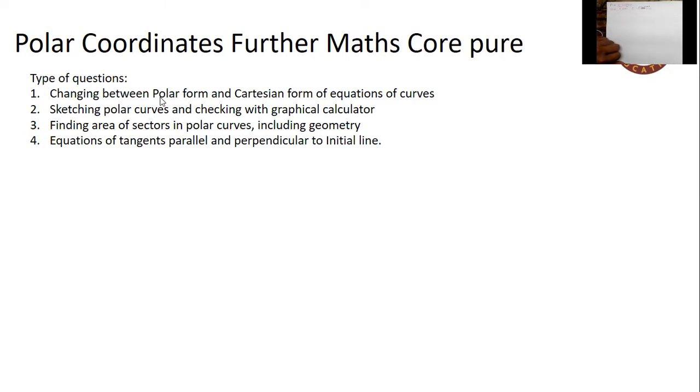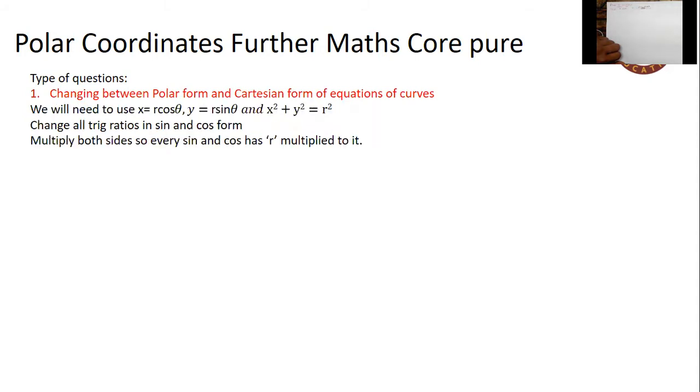Second, sketching the polar curves and checking with the graphical calculator. Obviously, we'll do that. Then number 3, find the area of the sectors. I will try and make a video of all the 4 types separately so that the video doesn't get very long. So, we're going to do the first one, which is changing between polar form and Cartesian form equations.